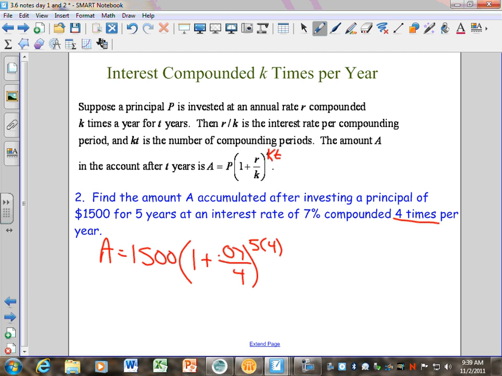Like it follows the order of operations. So for me, I went ahead and I said, what is 1 plus 0.07 divided by 4? And that was 1.0175. And then 5 times 4 is 20. The less parentheses you need on your calculator, usually the better chance you have of not making a mistake. And so if you don't have a calculator with you, you should come up here and get one, because these aren't hard problems, but you got to make sure you're getting the correct answer.